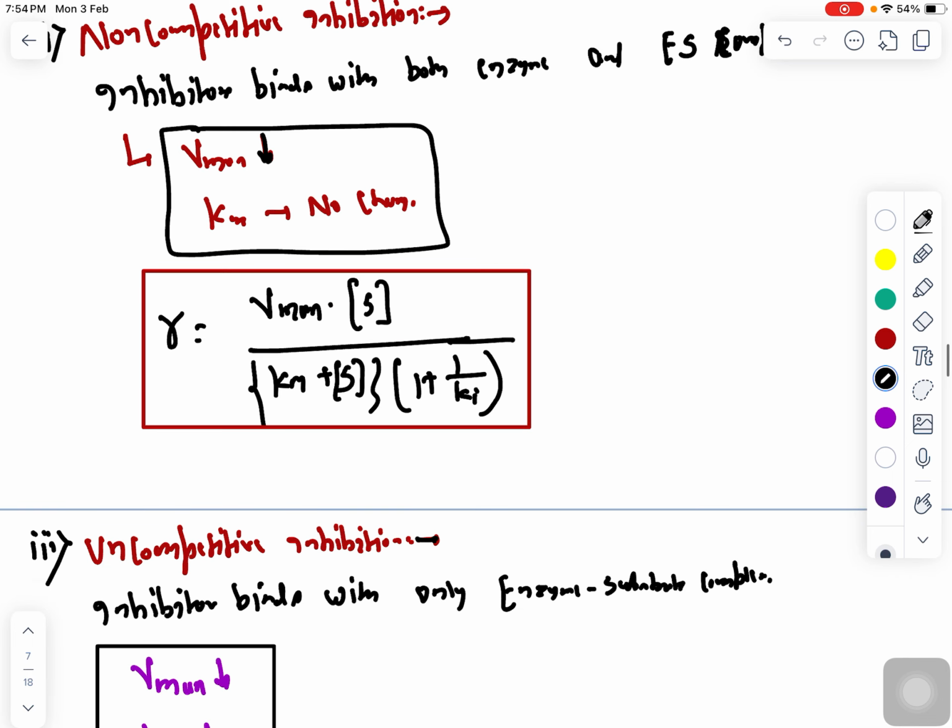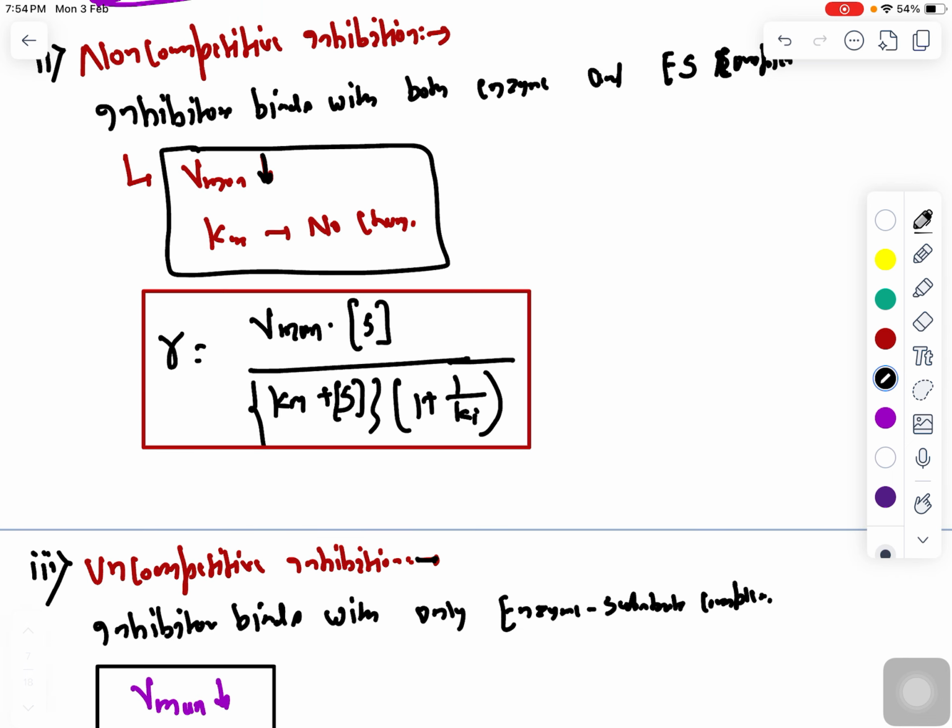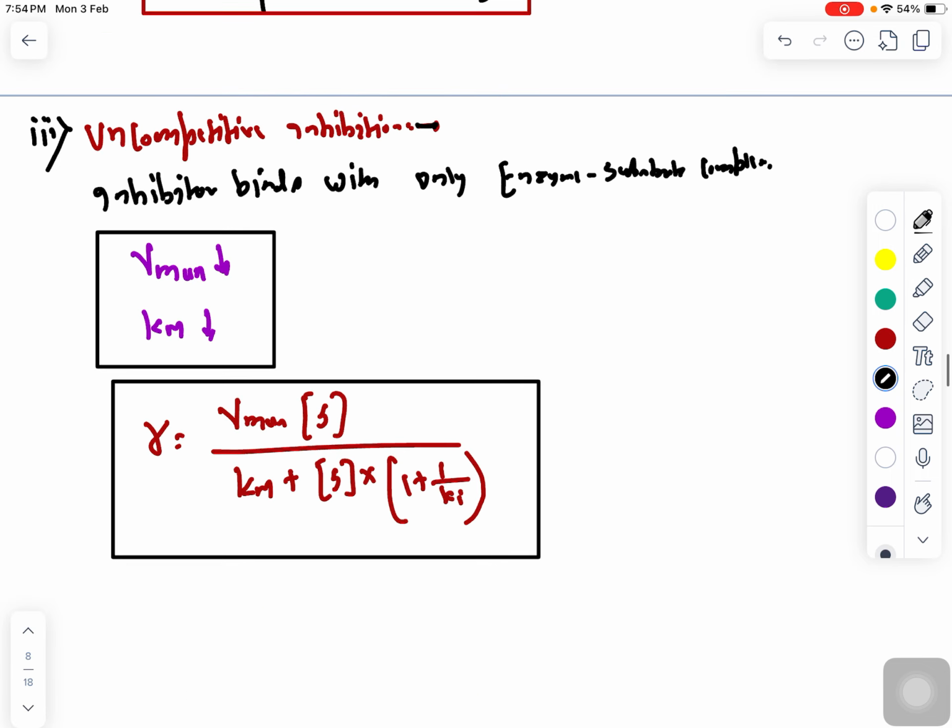In the second case that we have seen, non-competitive inhibition, the inhibitor was binding with the enzyme as well as the enzyme substrate complex both. So ultimately it was reducing the value of Vmax, that is the maximum rate. And the third case that we have seen is the uncompetitive inhibition, where the inhibitor binds with only the enzyme substrate complex, and it was ultimately decreasing both Vmax and the value of Km.